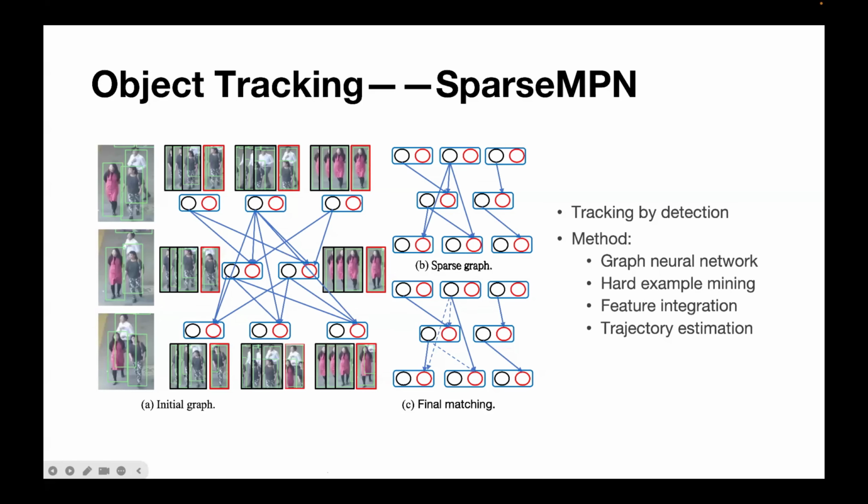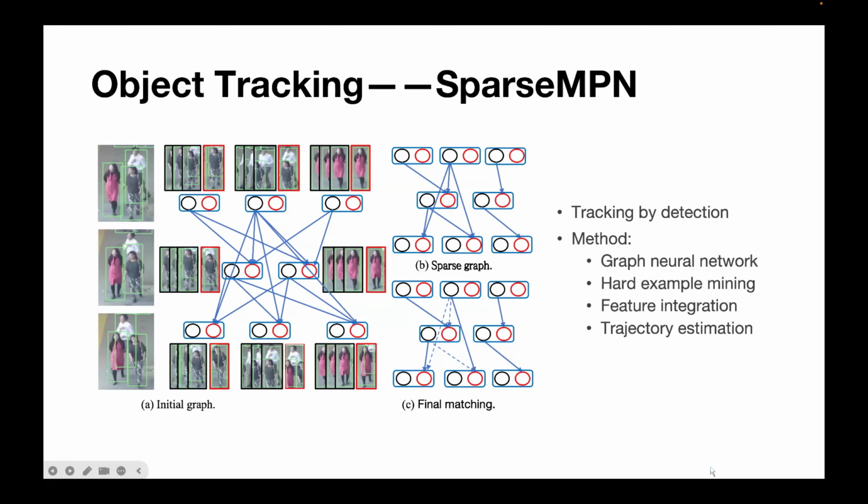The last strategy I added is trajectory estimation. In some fast-moving videos, the people can move very fast. If we can have a more accurate estimation of the human's trajectory, then we can have a better connection. So this is the third strategy I used.